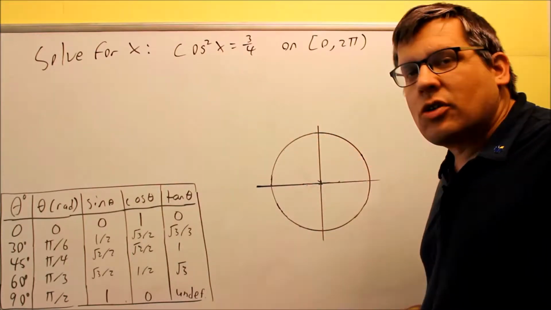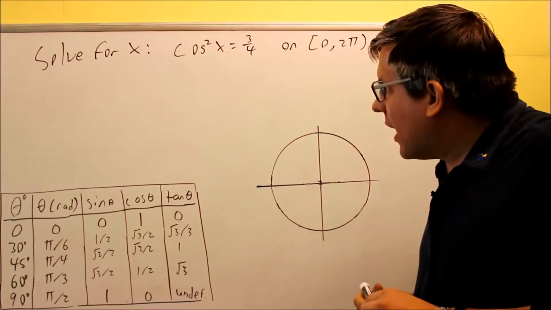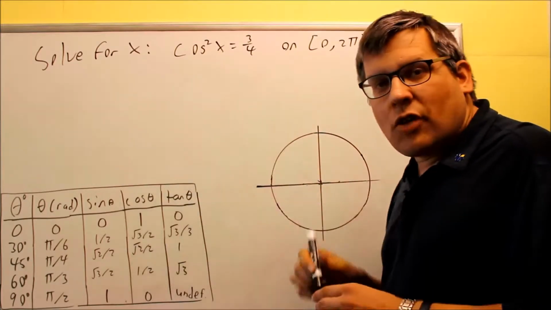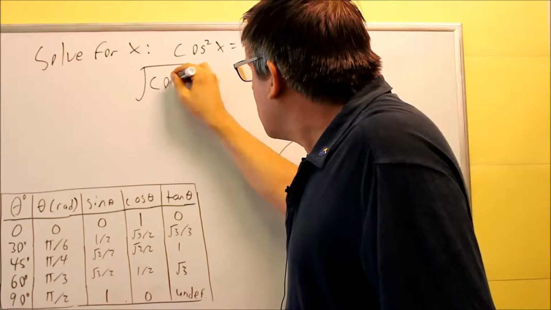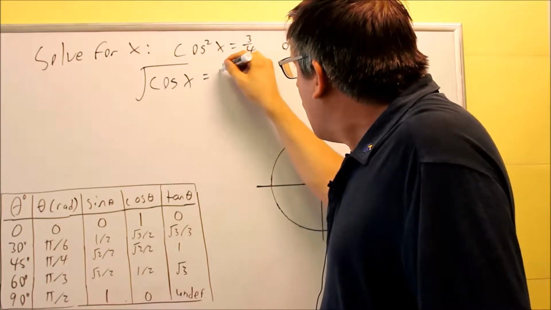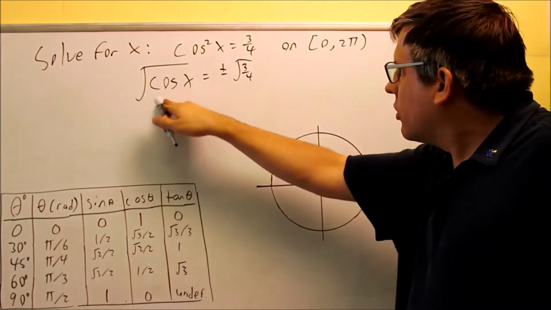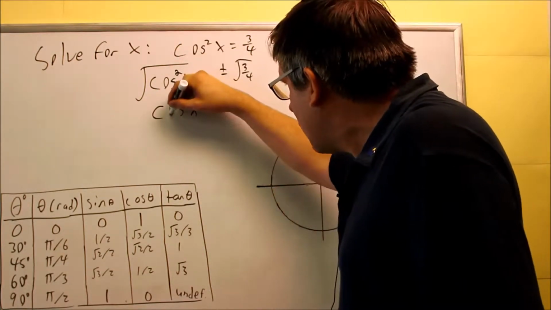Cosine squared is equal to 3/4. We're solving it from 0 to 2 pi. I want to solve this for the trig function. I want to solve for cosine. Because there's a square there, that means I need to take the square root of both sides. Over here, we have plus and minus. So the square root of cosine squared is going to cancel and you get cosine x by itself.